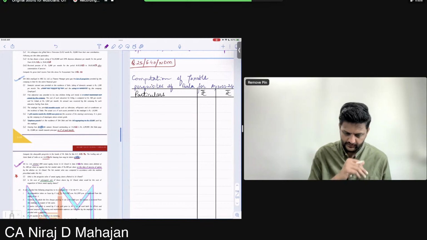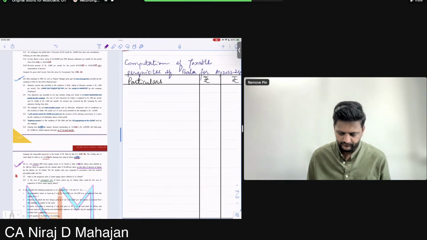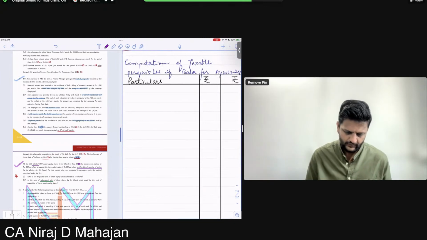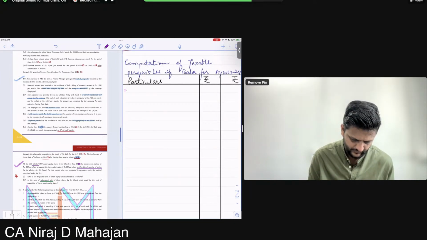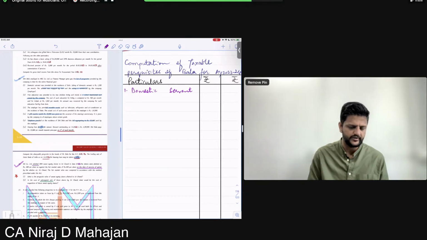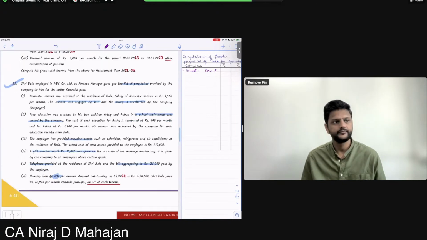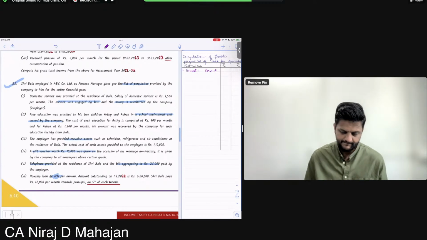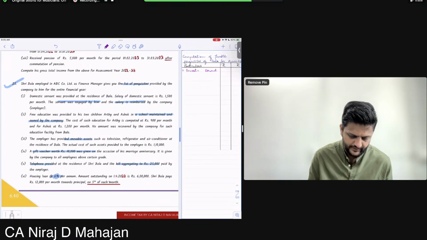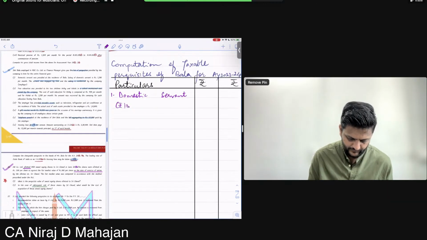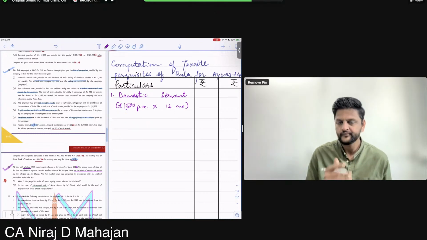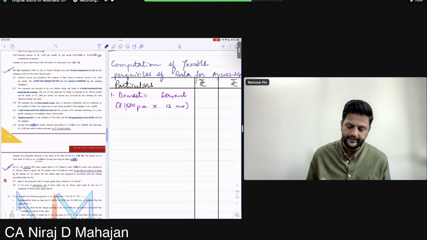Finally, all of you. Chalo, let's start. First one. Domestic servant. There is no exemption, whatever the salary paid by the employer to the domestic servant will be the perquisite. So domestic servant, how much rupees? 1,500 into 12 months, 18,000.